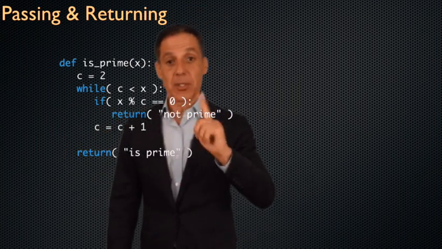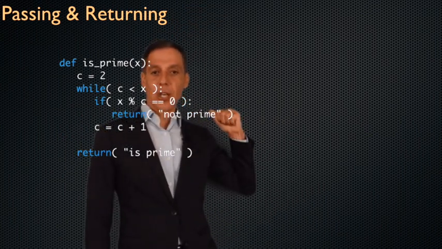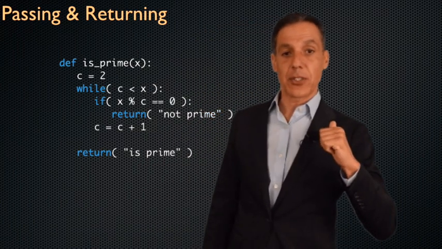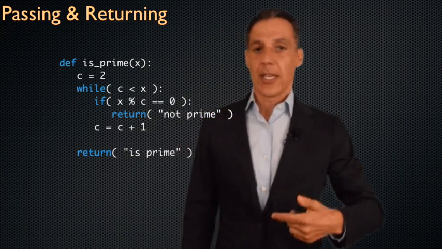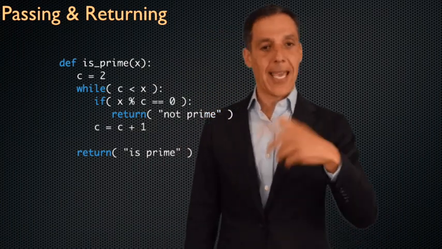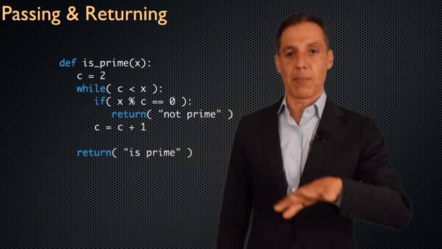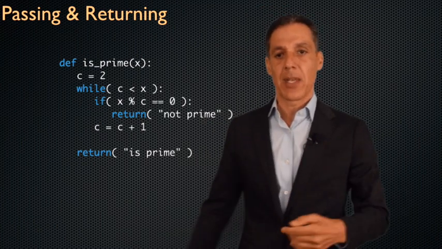Okay, so first of all, I'm not printing. I'm returning to the calling function. And the calling function has to decide what to do with it. It has to print it. It has to assign it to a variable. It has to concatenate it to something, whatever it is. That's not my problem. My problem is to tell you whether it's prime or not.